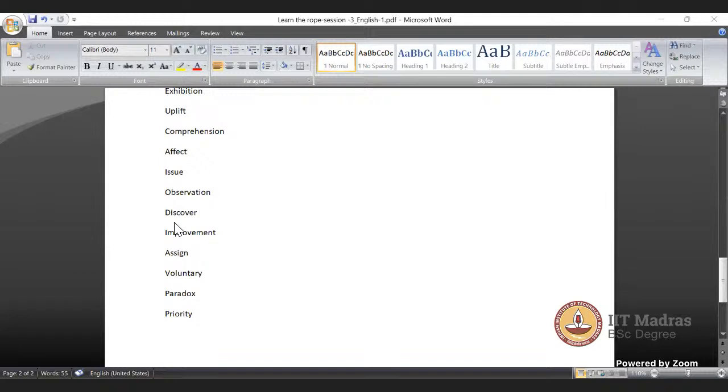We don't use the word fastly. Why? Sorry, Ashutosh, please come again. The word fastly is a wrong usage. Fast is the adverb itself. Like we have slow, then slowly. That's right. Fast. We can't use fastly. It cannot be fastly. Fast. Faster. It is faster or fastest.